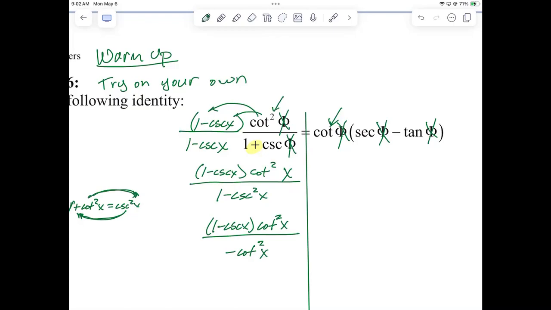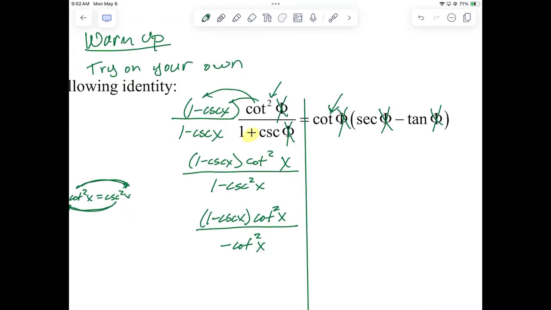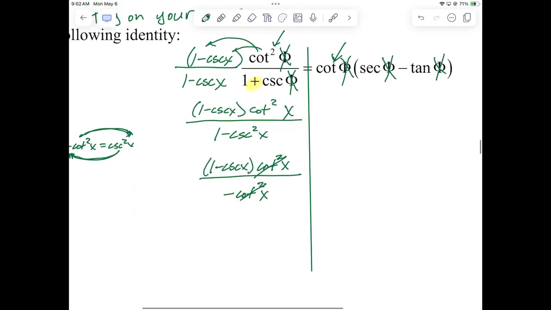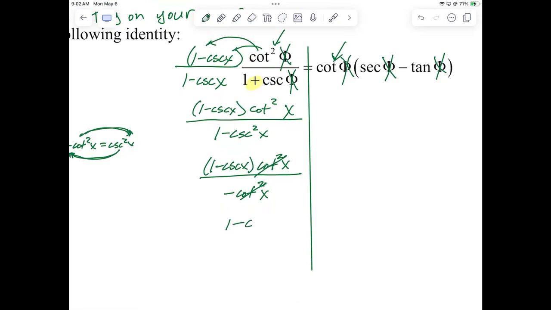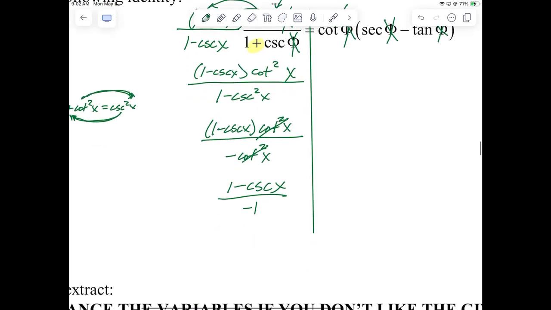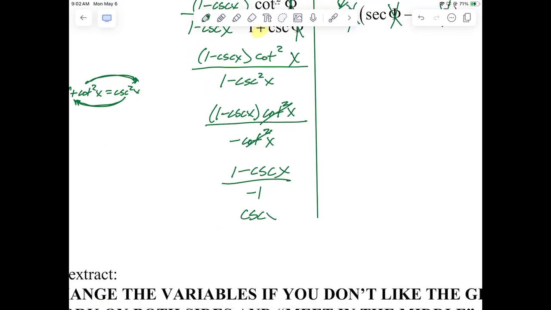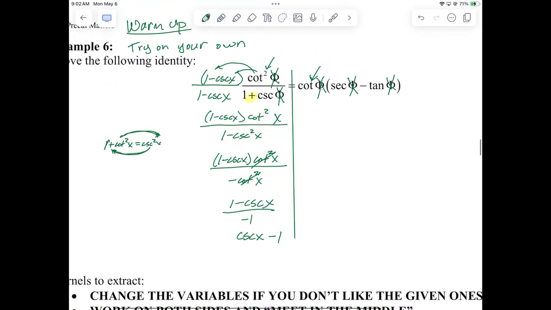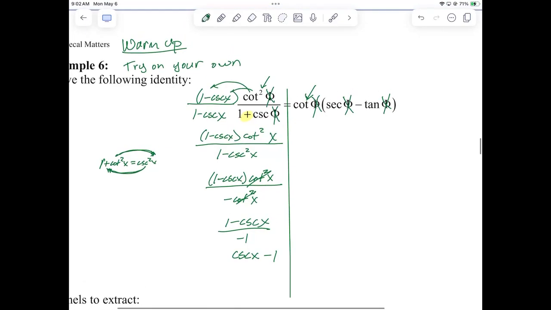The cotangent squareds look like they divide out, don't they? So now I'm left with 1 minus cosecant of x all over negative 1, which if I multiply that through in the top is cosecant of x minus 1. Okay, now here's the thing. I've kind of run out of things to do on the left-hand side. The only thing left to do really is to put it in terms of sine and cosine.